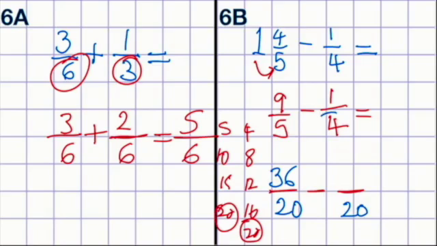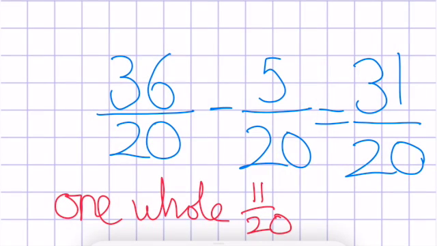Okay, so to make 4 into 20, I times it by 5. So I times that number there by 5. Now, the denominator stays the same, 20. And it's 36 take away 5, which... Guys, I just made a mistake, so I've had to edit the video and insert it in this clip. 36 20ths subtract 5 20ths is 31 20ths, and that's 1 whole and 11 20ths.